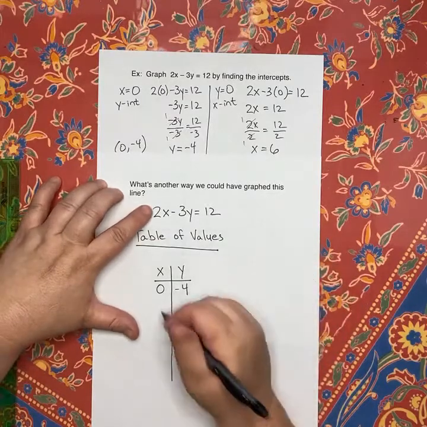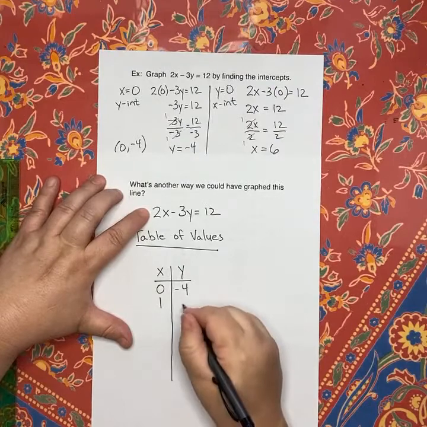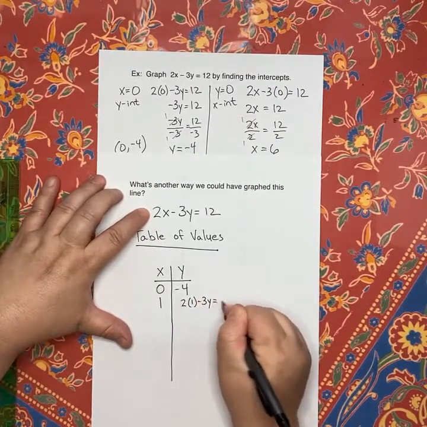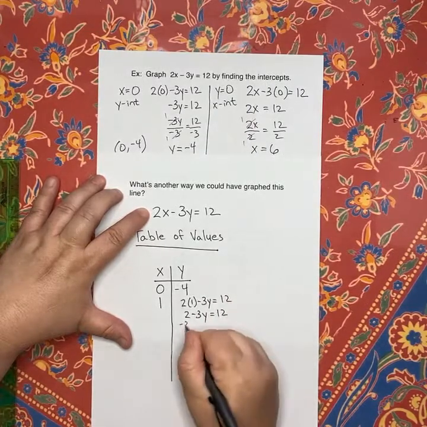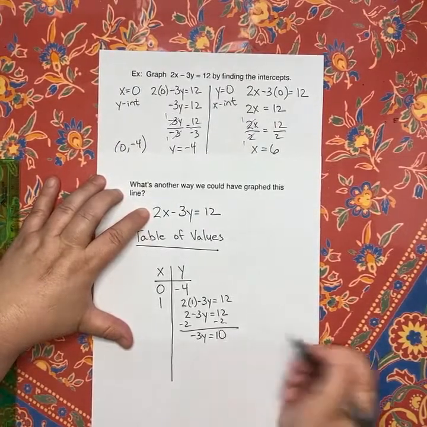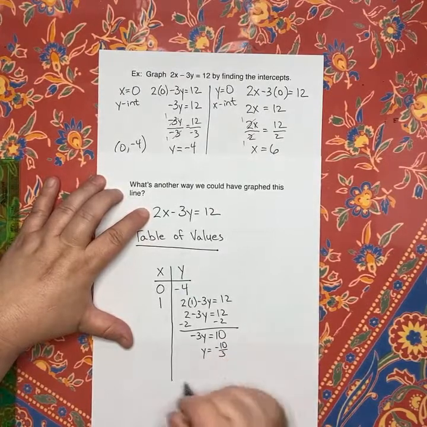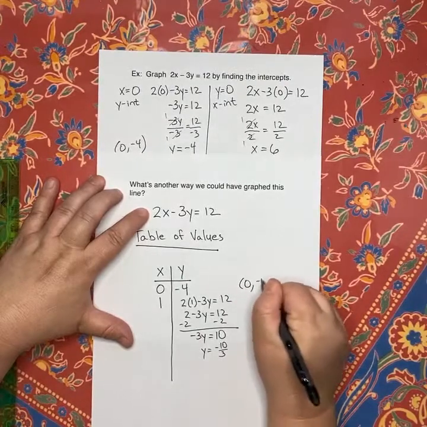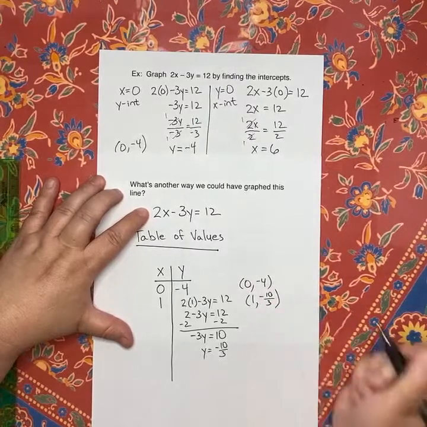And then I would try x equals 1. Okay, this is going to be kind of messy. 2 times 1 minus 3y equals 12. 2 minus 3y equals 12. Subtract the 2, negative 3y equals 10. y equals negative 10 thirds. That's disappointing, but okay. So I've got the point (0, negative 4). I've got the point (1, negative 10 thirds).